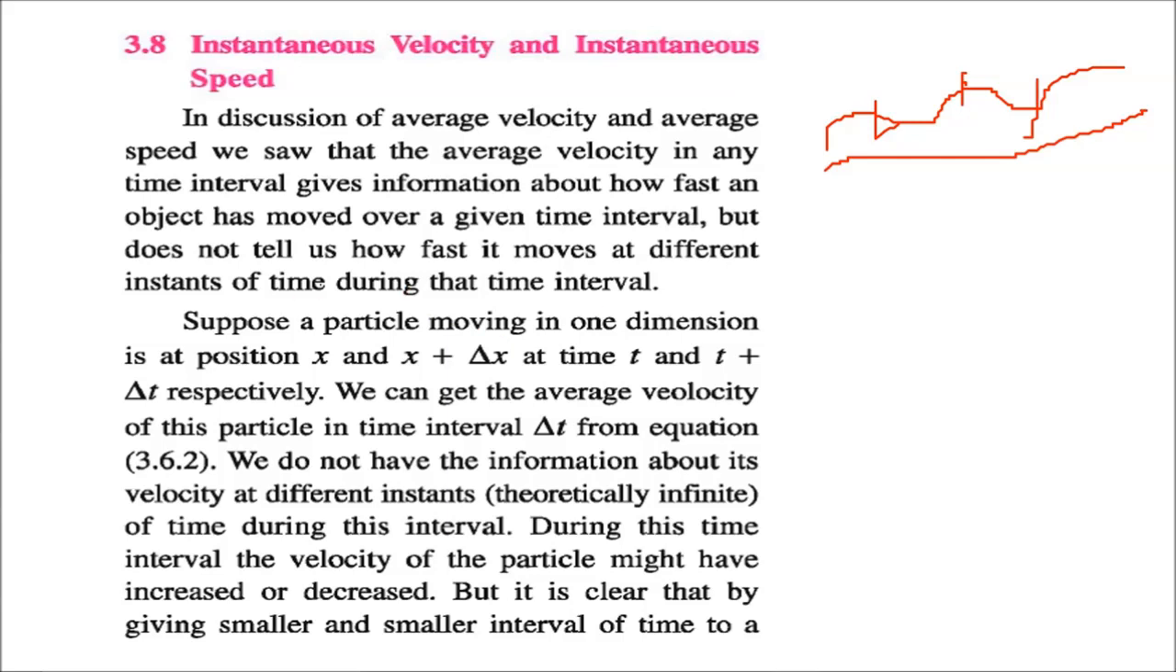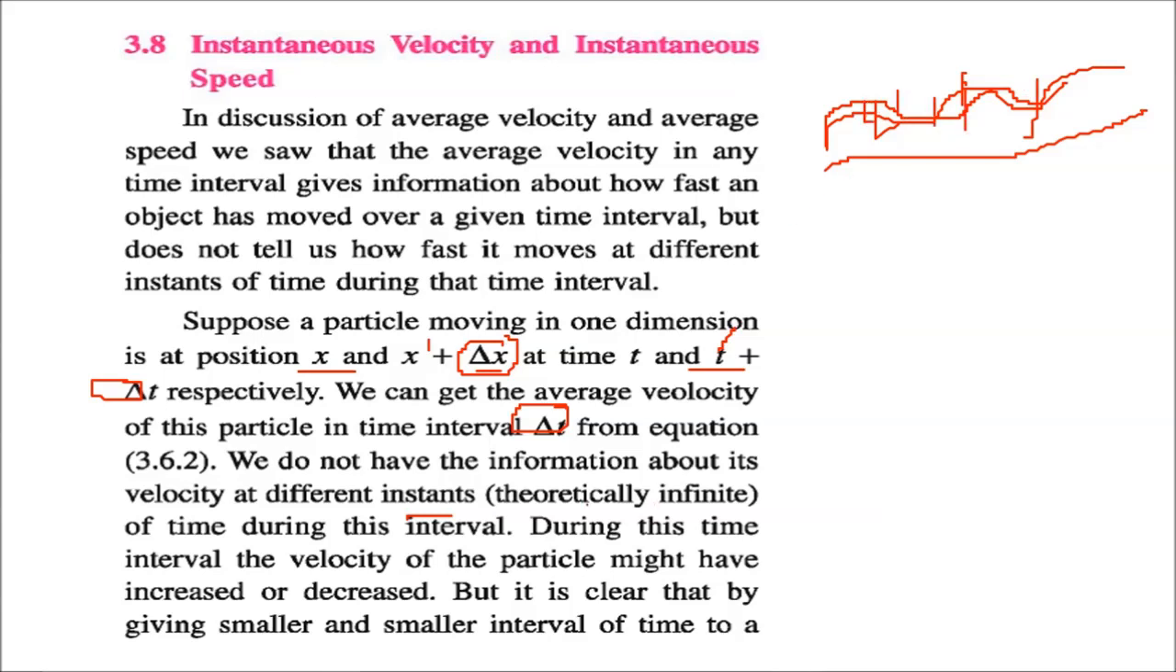For that, let us suppose a particle is moving in one direction. The position is x and it goes by delta x. At x it was at time t, and when it moves by delta x it was with delta t. So we get the average velocity of this particle in the time interval delta t from the equation. But we do not have information about the velocity at different instants, because within this interval there are infinite instants of time.